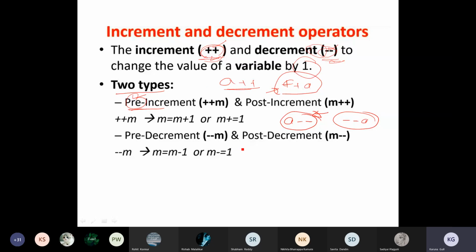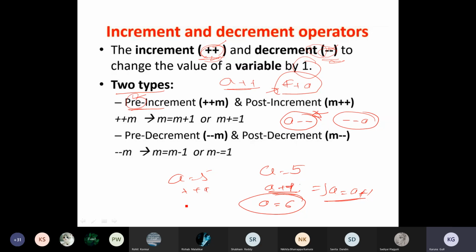If I take a is equal to, maybe 5, and I write a plus plus here, then if I check the value of a, it is 6. It is nothing but a is equal to a plus 1. If I take again a is equal to 5 and write plus plus a, then if I check the value of a, it is also 6. This is called pre-increment, and this is called post-increment. You may ask me, both are giving the same value, so why is it pre-increment and post-increment?